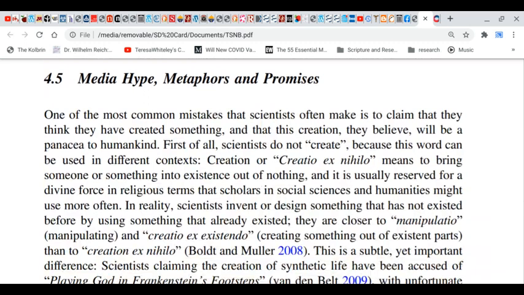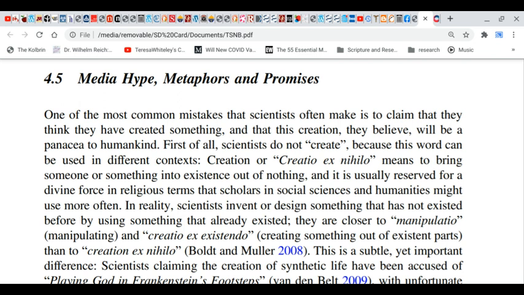Media hype, metaphors, and promises. One of the most common mistakes that scientists often make is to claim that they have created something and that this creation they believe will be a panacea to humankind. First of all, scientists do not create, because this word can be used in different contexts. Creation, or creatio ex nihilo, means to bring someone or something into existence out of nothing, and it's usually reserved for a divine force in religious terms that scholars in social sciences and humanities might use more often. In reality, scientists invent or design something that has not existed before by using something that already existed.